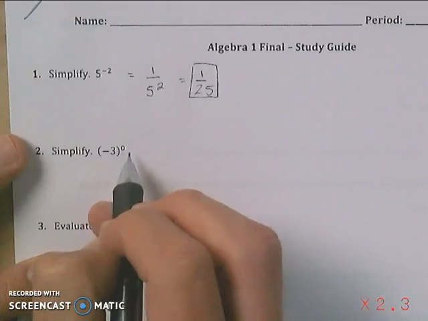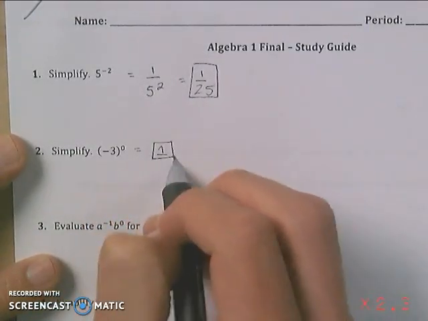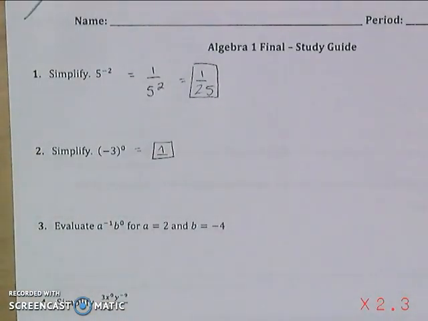Negative 3 to the 0 power. Anything to the 0 power is 1, always. These are really good rules you could add to your note card. Okay.